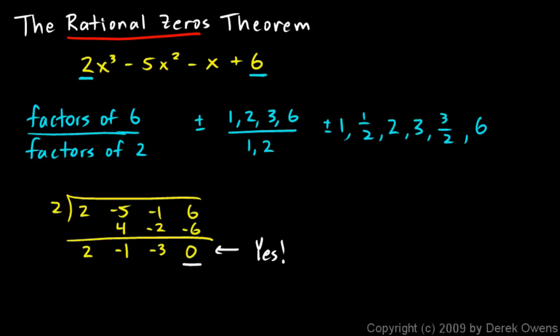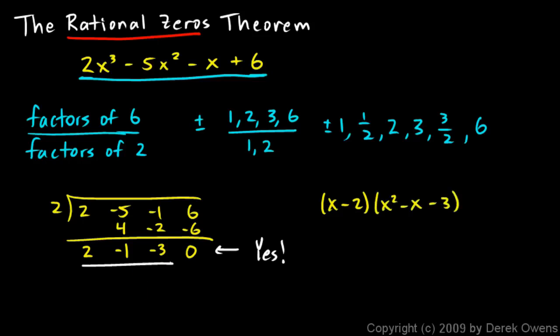The fact that we get a 0 remainder down here means that x minus 2 is a factor, and these other coefficients give us the other factor. So our original polynomial factors as x minus 2, and then we look down here, x squared minus x minus 3. Oh, excuse me, that's a 2 right there. 2x squared minus x minus 3. So we've factored our polynomial.